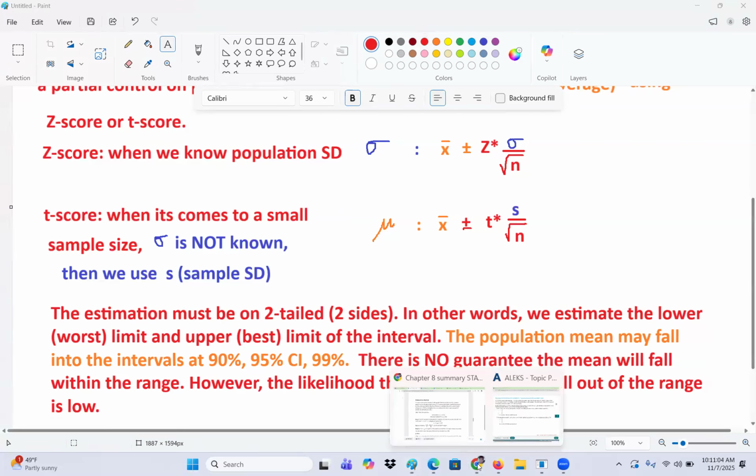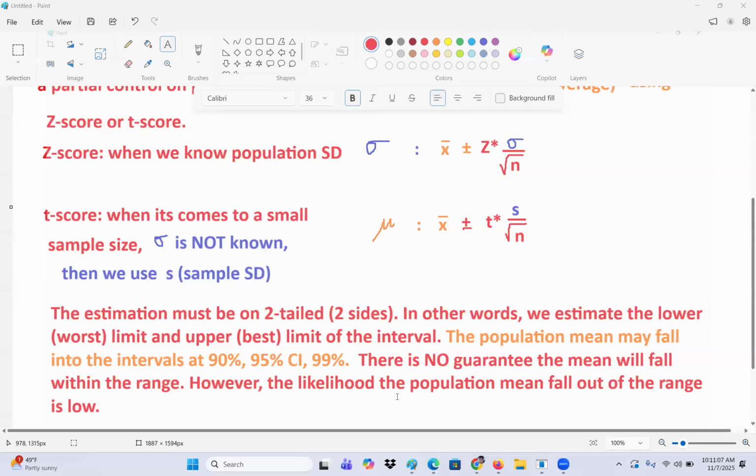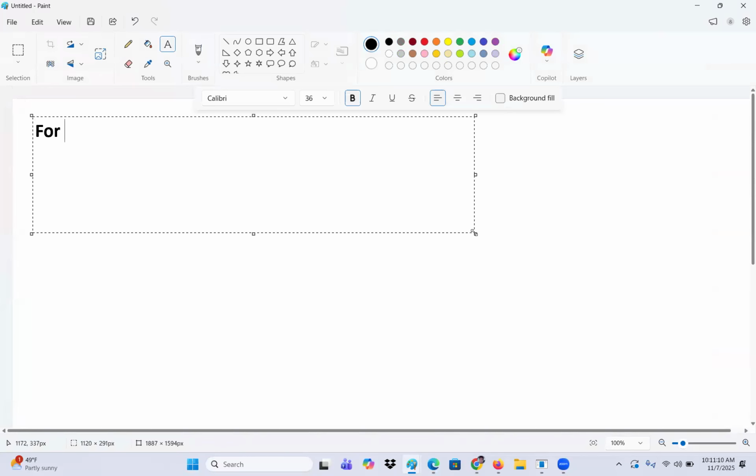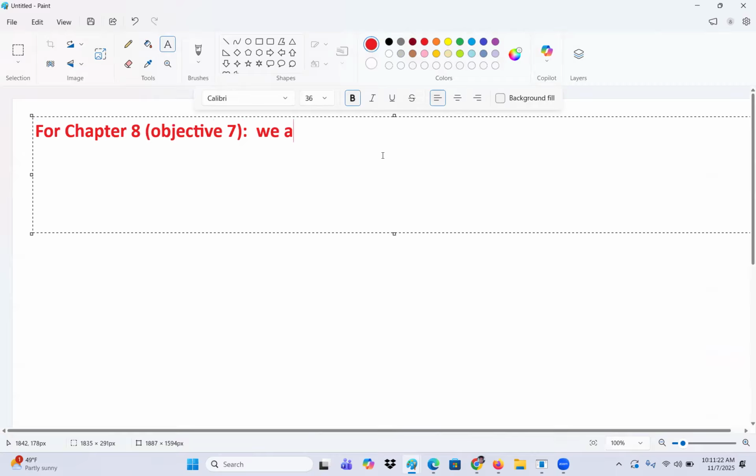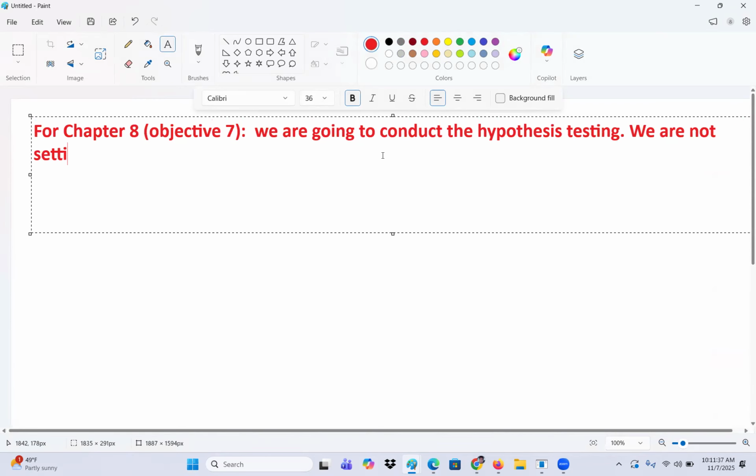So apparently for chapter 8, which is objective 7, we are going to conduct hypothesis testing. So we're not going to set up the interval of the estimation, but we are testing a certain value.